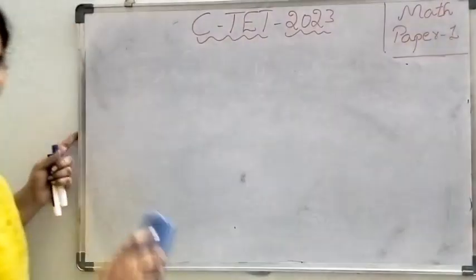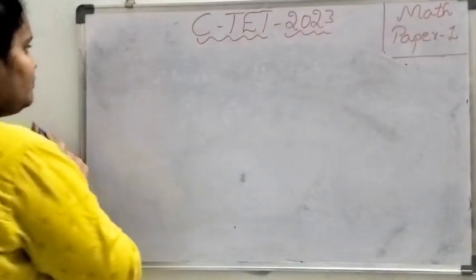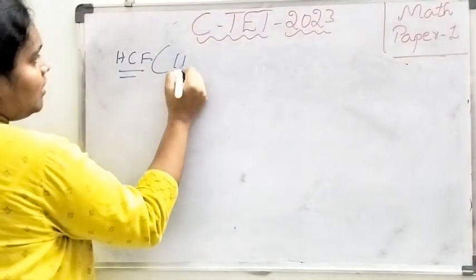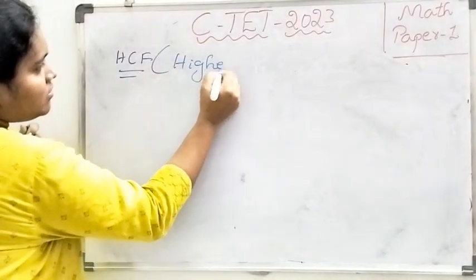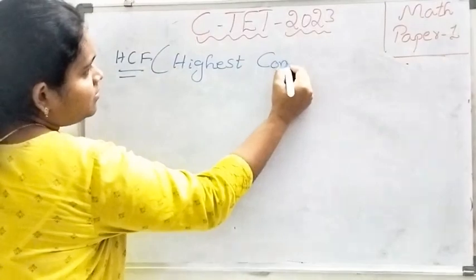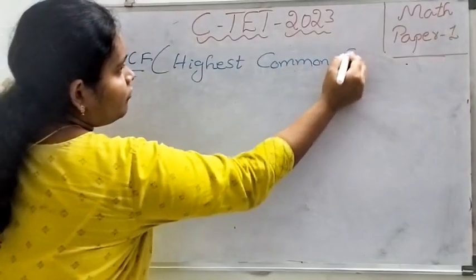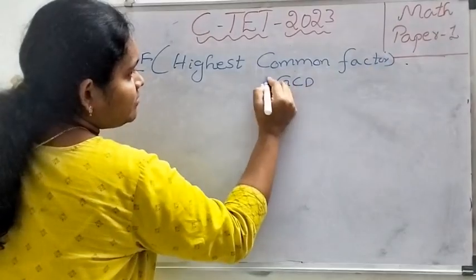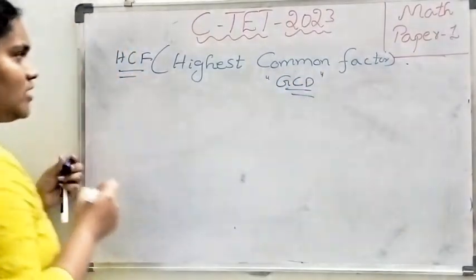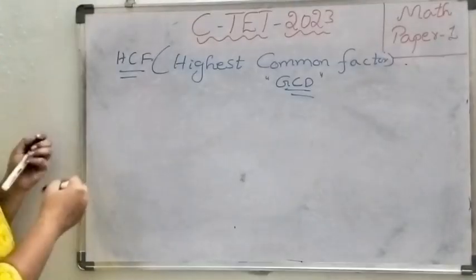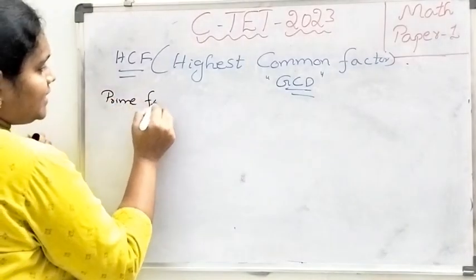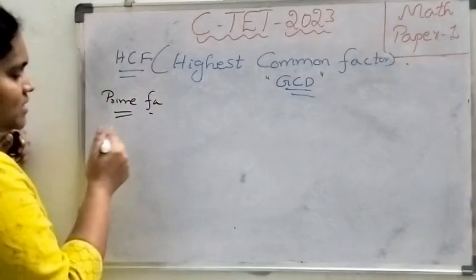Now let us discuss HCF. HCF means highest common factor, or another name is GCD, greatest common divisor. Again we will discuss first by the prime factorization method. So let us go directly with some examples.